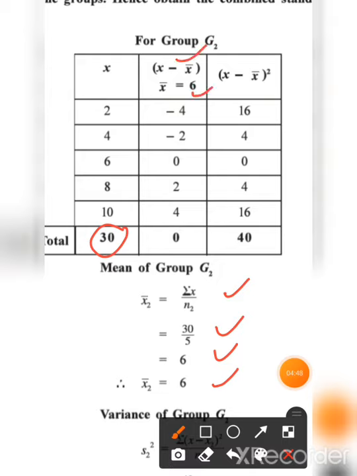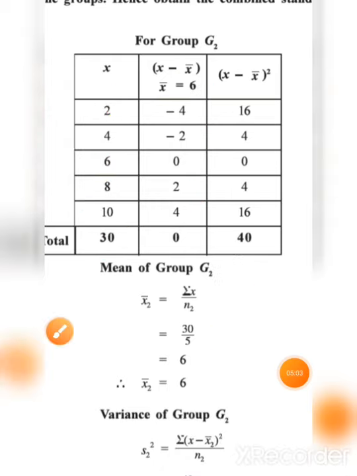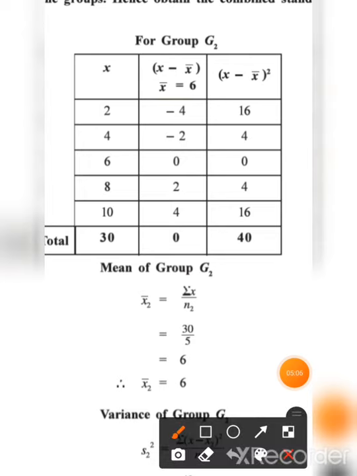So again you are going to have your xi minus x bar, right? That is 2 minus 6 will give you minus 4, 4 minus 6 will give you minus 2, 6 minus 6 is 0, 8 minus 6 is 2, and 10 minus 6 is 4, right? Similarly, we are going to have xi minus x bar whole square. The square of minus 4 is 16, square of minus 2 is 4, square of 0 is 0, square of 2 is 4, and square of 4 is 16. The total will come up to 40, right? So that is the total of sigma xi minus x bar whole square.